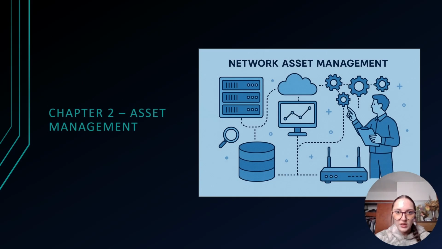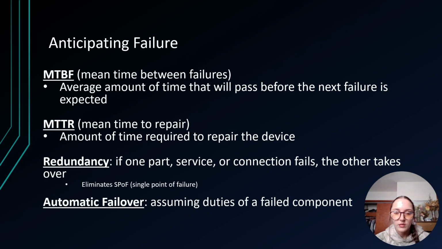From chapter 2, I'm going to be talking about asset management. With asset management, you have to anticipate failure. So you have the mean time between failures, or the MTBF, which is the average amount of time that will pass before the next failure is expected. You also have the MTTR, the mean time to repair, which is the amount of time required to repair the device.